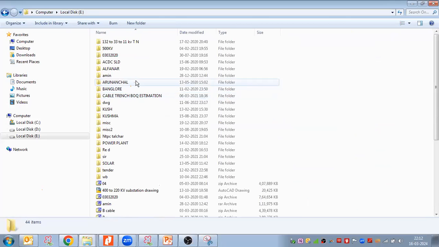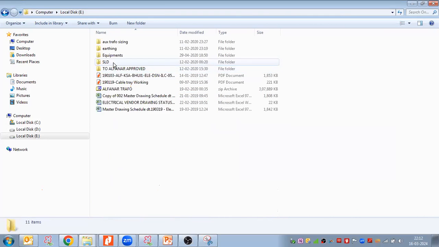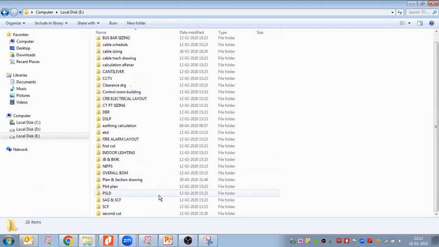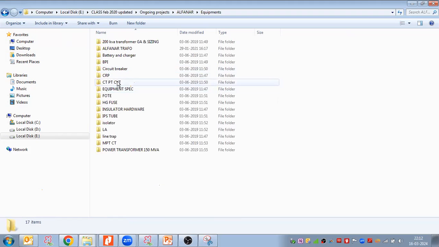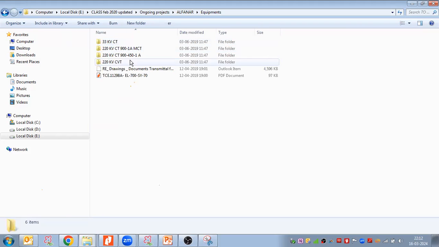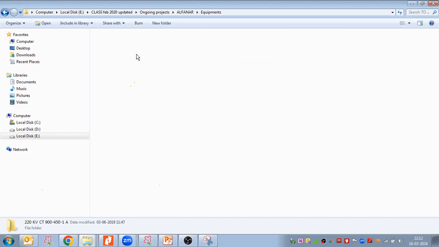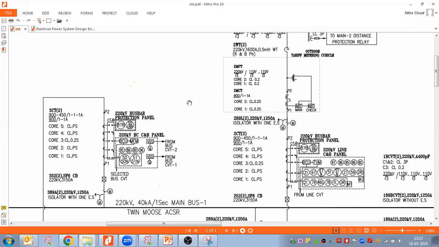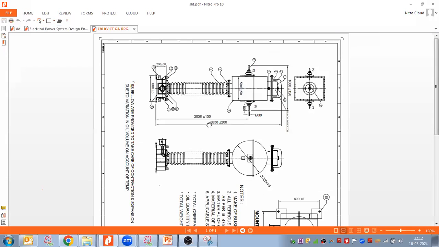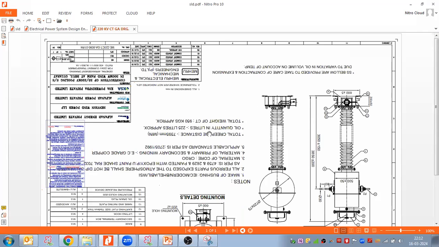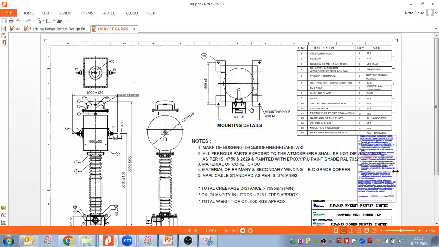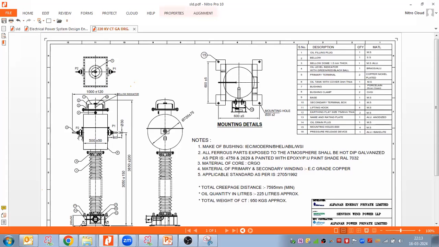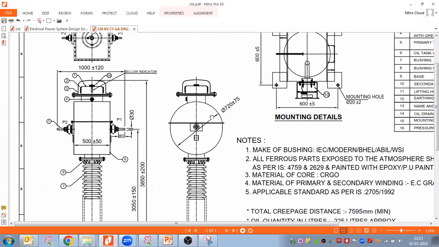CT equipment drawing. Like here, we'll take any equipment drawing. CT equipment over here, CTPT, CVT, and let us take this CTGA drawing. So when this CT reaches the site, which selection sizing you are doing over here, you see here we have the P1 and P2, right?